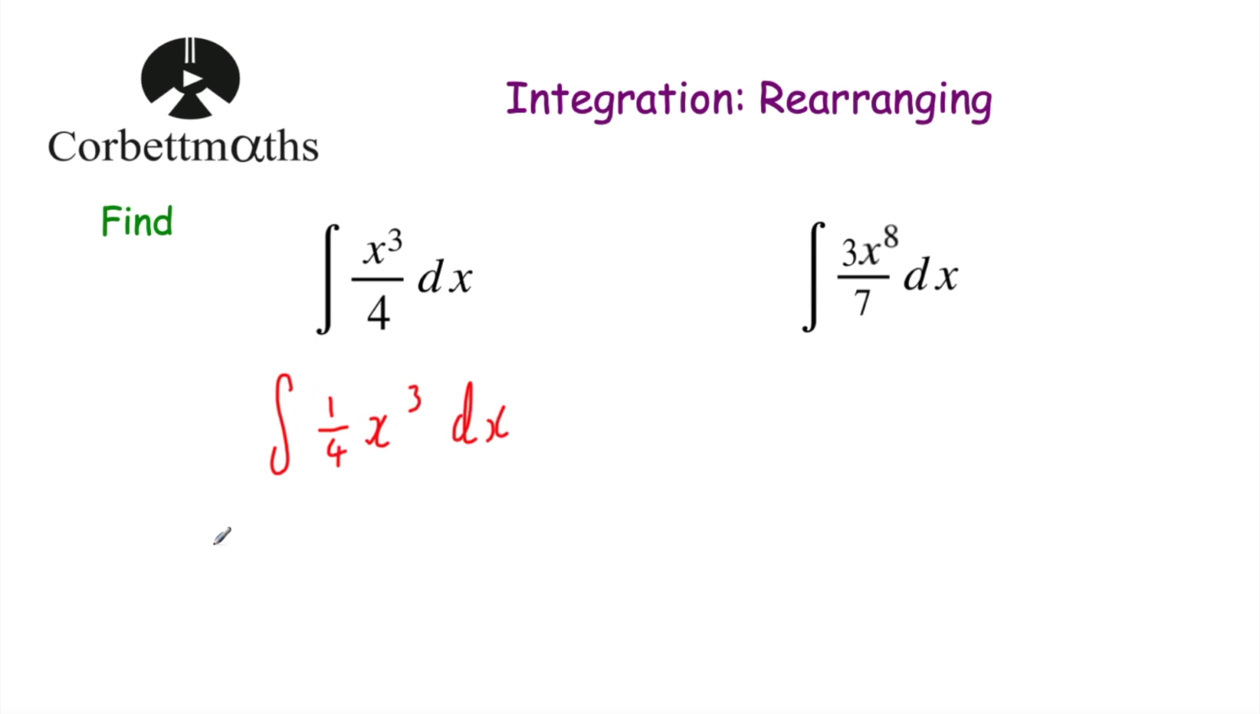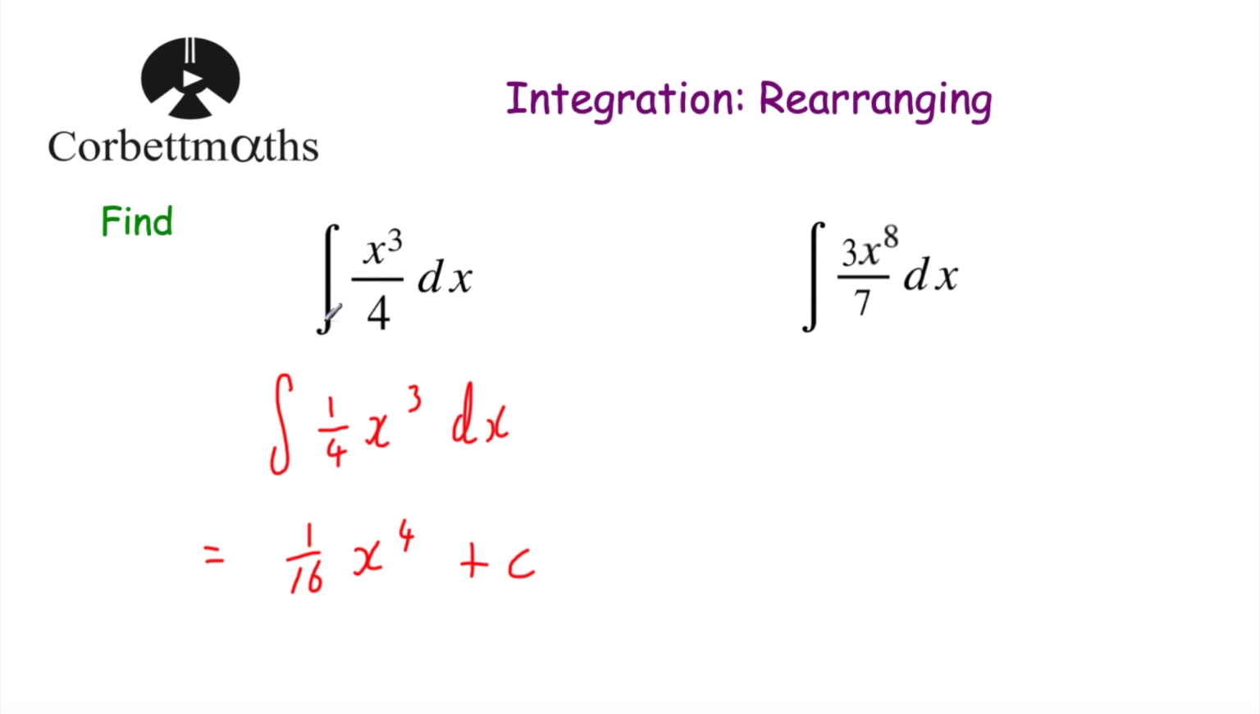So let's integrate this. To integrate it, we'll increase the power of x by 1. So it's now going to be x to the power of 4. And then we're going to divide by the new power. So we're going to take the quarter and divide it by 4. Now remember, it's a calculator question, so you can just do a quarter divided by 4 in your calculator, and that's equal to 1/16. Alternatively, if you want to divide a quarter by 4, you can just multiply the denominator by 4, and that's equal to 16. So it'll be 1/16. And then obviously we need to put our plus c.